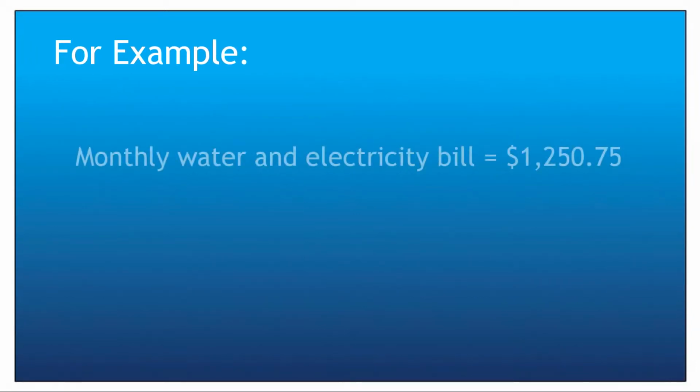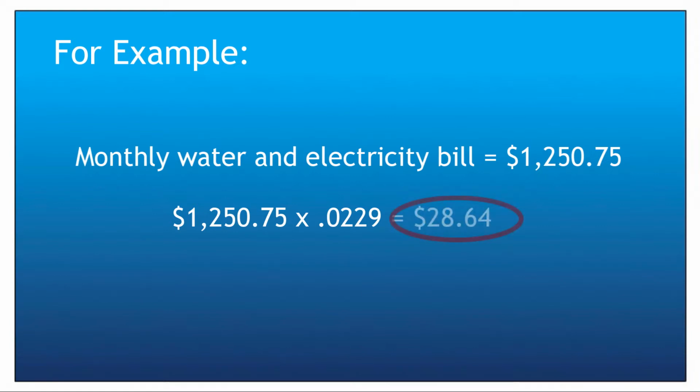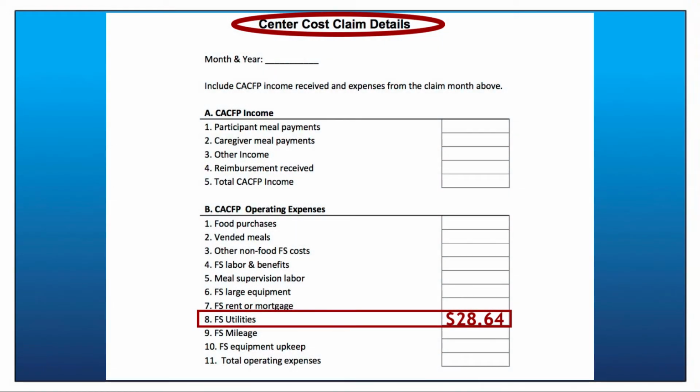For example, if the monthly water and electricity bills total $1,250.75, multiply this amount by 0.0229 as calculated in the previous example. 1,250.75 times 0.0229 equals $28.64. This is the amount that can be reported on that month's cost claim details.